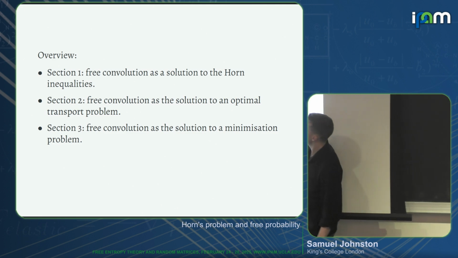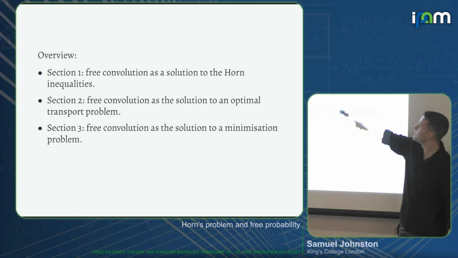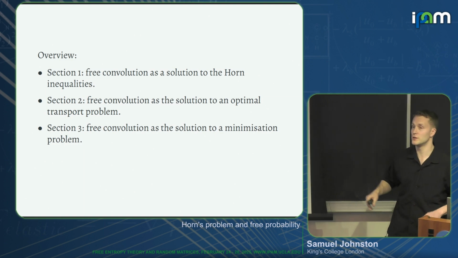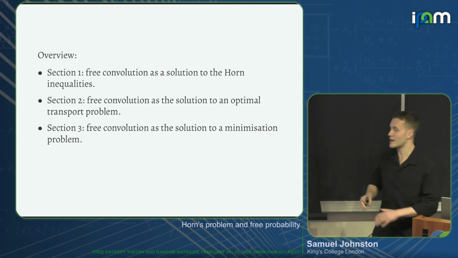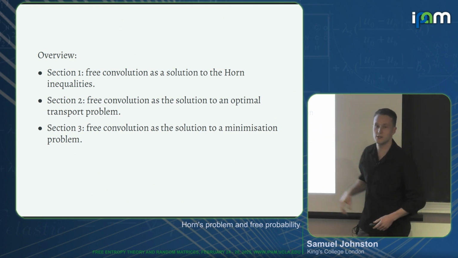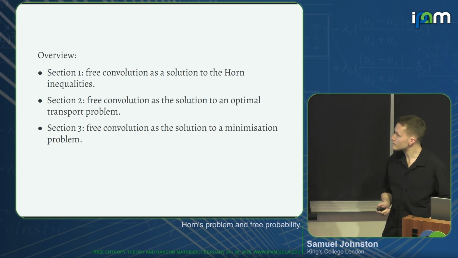If you look carefully, I've used the different words here and here and here. That's because in the first part of the talk, free convolution is going to be one of many possible solutions to the kind of asymptotic Horn inequalities, whereas in these latter two sections, it's going to be a sort of unique solution to certain problems.